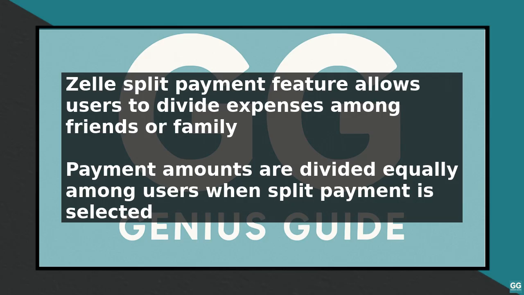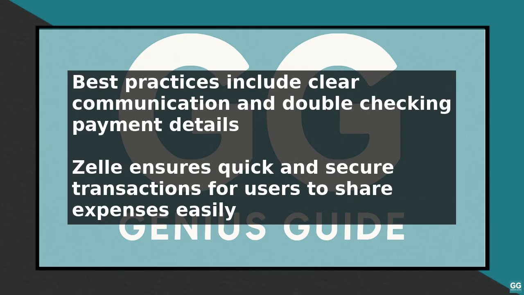Best practices for using Zelle Split a Payment include clearly communicating with the group about the payment details and ensuring everyone has Zelle set up before initiating the split payment. It's also important to double-check the payment amount and the number of people you're splitting with to avoid any errors.